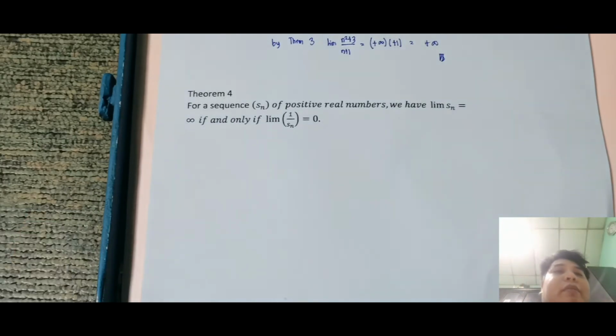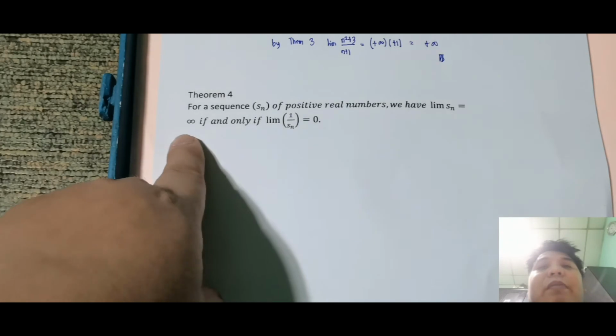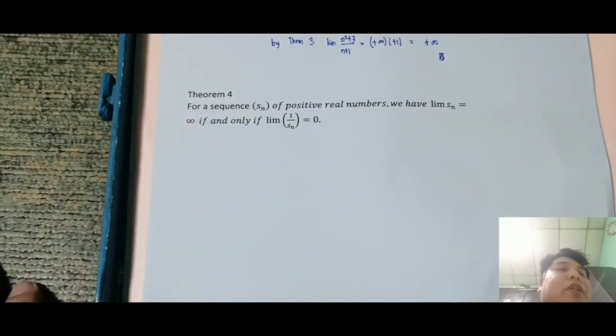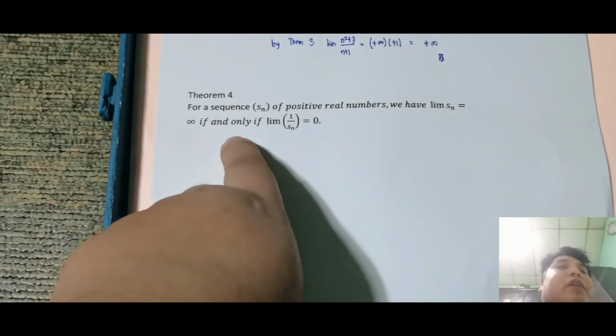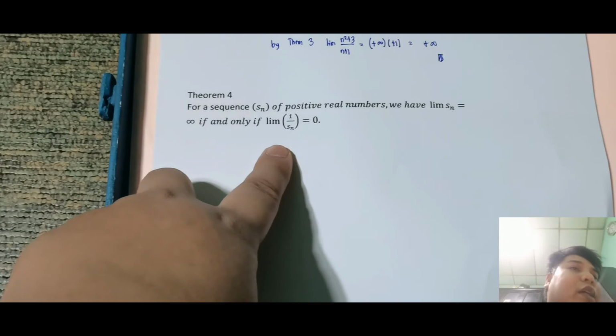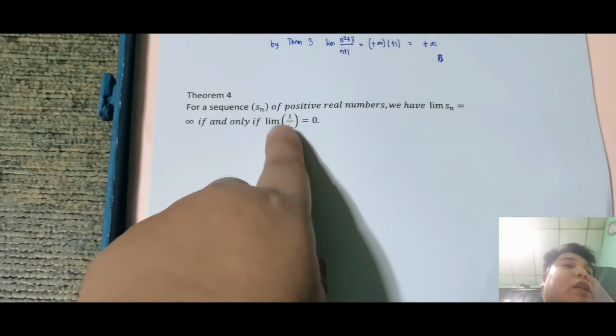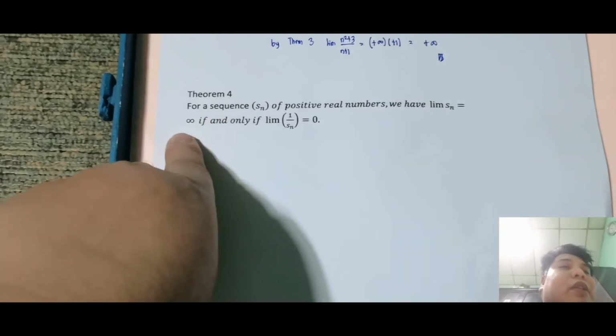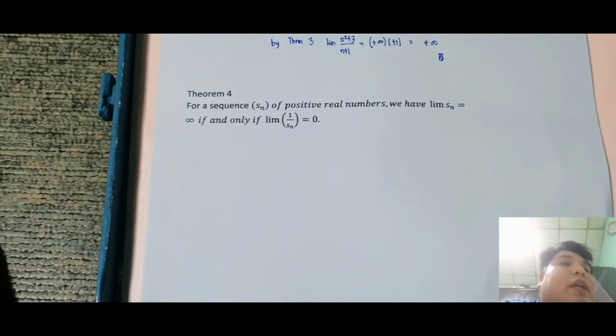For a sequence S sub n of positive real numbers, we have limit of S sub n is equal to positive infinity if and only if the limit ng 1 over S sub n is equal to 0. So kung napansin mo yung word na if and only if, una, assume natin na yung limit ng S sub n is infinity, prove natin na ganyan. Pangalawa, assume natin na yung limit ng 1 over S sub n is 0, then show natin na yung limit niya is infinity. Ganun kasimple.